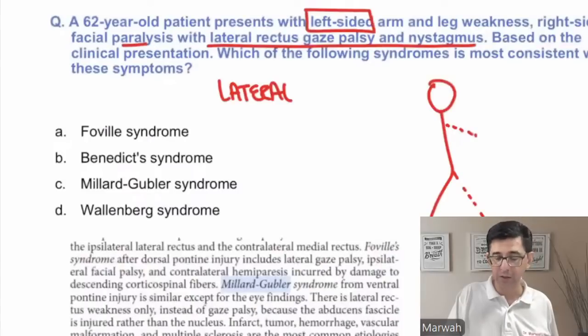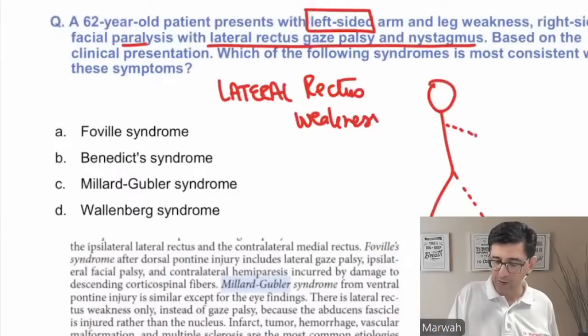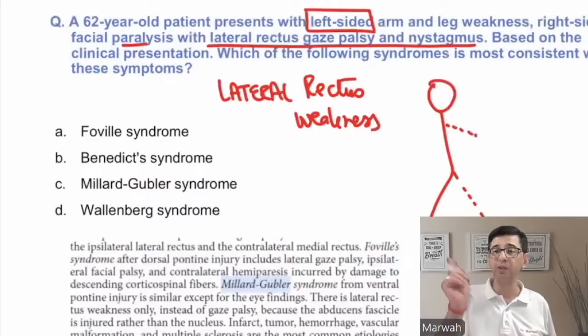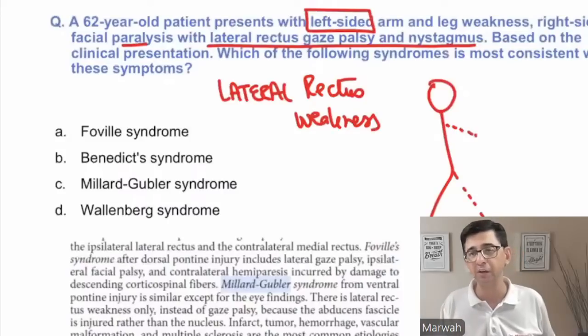Yeah, the word palsy is there, or lateral rectus weakness is there. The difference between the two is only the fact that if I say lateral rectus weakness... gaze palsy means both eyes are getting affected. That means the nucleus is getting affected.